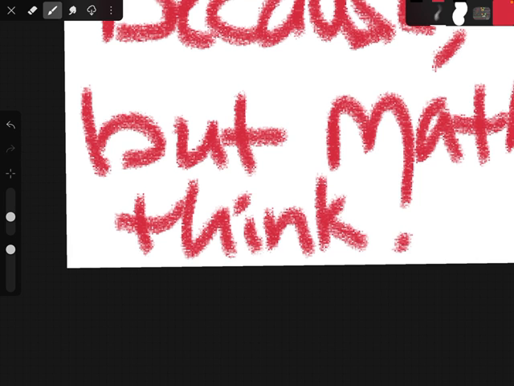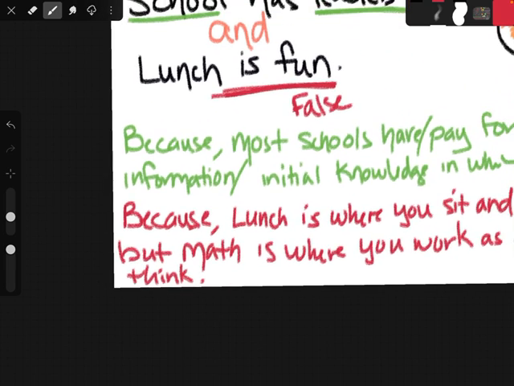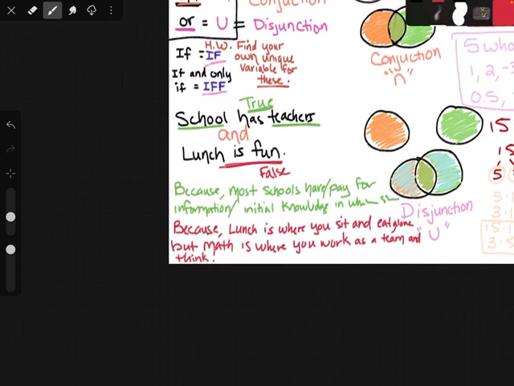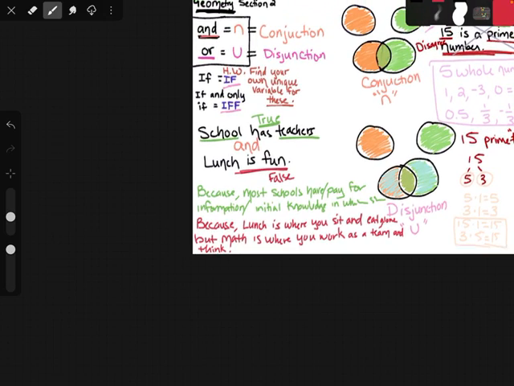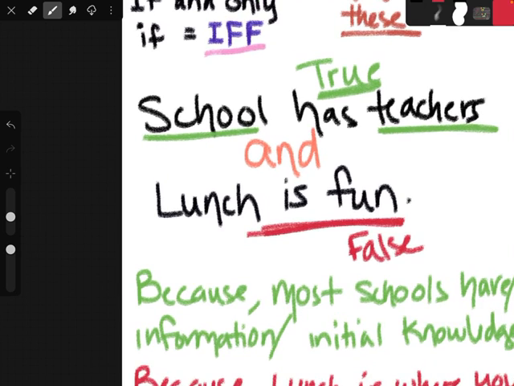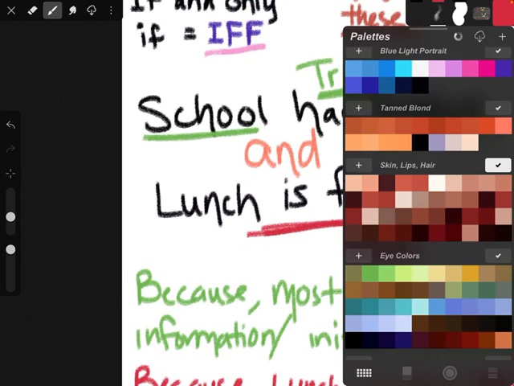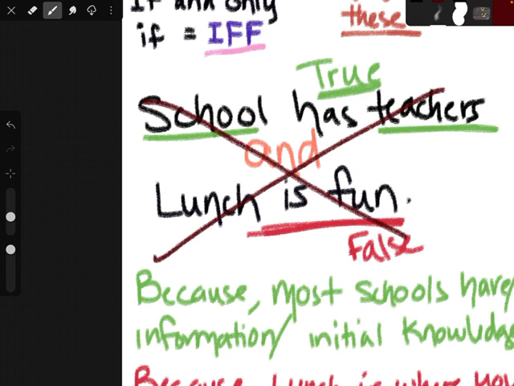Okay, so write down why you think lunch is fun or lunch is not fun, right? Write that down. I want to see you prove it to me, all right? So, is this an and statement, right? School has teachers and lunch is fun. Do you agree with all of it or do you agree with none of it? Because if you agree with only half of it, right? Then I have to cross it out.